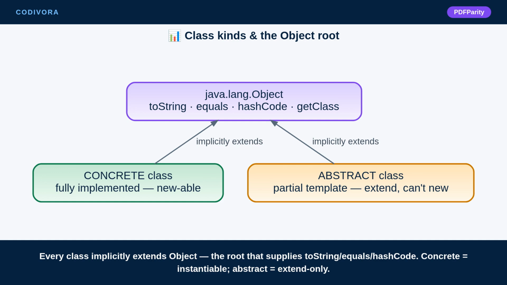Here's how it flows on screen. A concrete class is fully implemented, newable. Next, an abstract class is a partial template: extend it, you can't new it. Next, java.lang.Object: toString, equals, hashCode, getClass. Next, implicitly extends. Trace the arrows on screen slowly. That single picture is the whole idea in one glance.